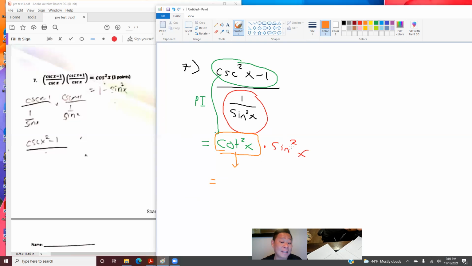Do you see that there's a sine squared x over here? Yeah. So hopefully that is a cancellation. So that is something we can change with cotangent squared x by using the quotient identity. Cotangent is what over what? Cosine over sine. And what happens? The sines cancel.